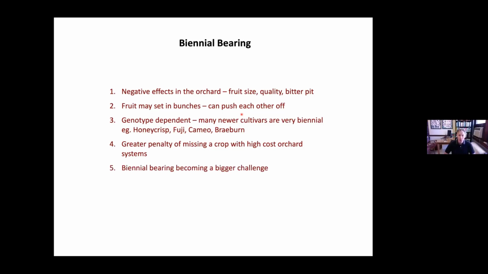And because of all these factors, I would suggest that biennial bearing is becoming a bigger challenge as time goes on. I think it's a bigger challenge now than it has been for a long time. And I haven't even factored in climate change. We've seen the last 10 years have been earlier than the long-term average. You'd expect some to be earlier and some later. Every one of them's been earlier.